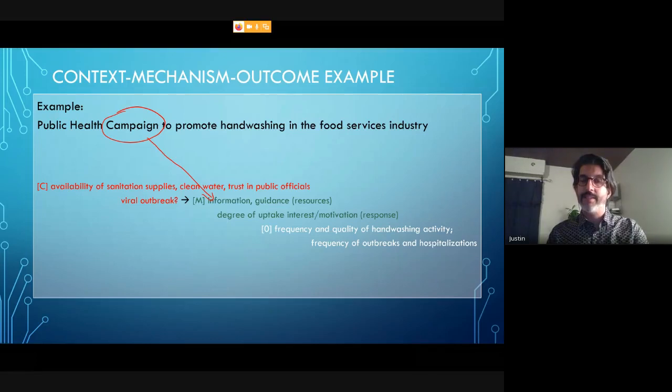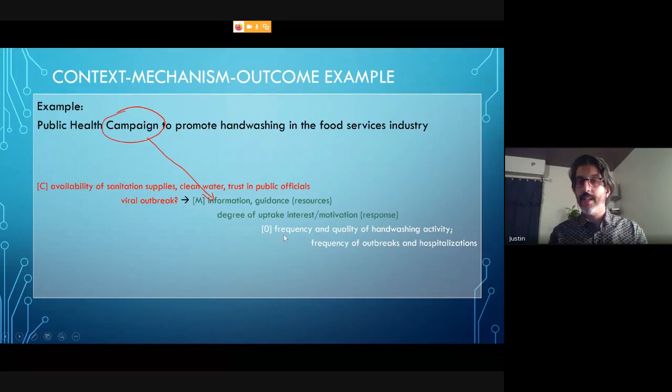So all of these aspects of context, and the fourth one, viral outbreak, you might say that in times of viral outbreak, the context becomes very much aligned with the mechanism of, say, information and guidance. And the response, the degree of uptake and interest, is in part due to the information and guidance, but also due to the viral outbreak that has happened in the context. So this is how we can explain why programs are working, why they're working very well, or why they're working poorly: the combination, the interaction between context and mechanism.